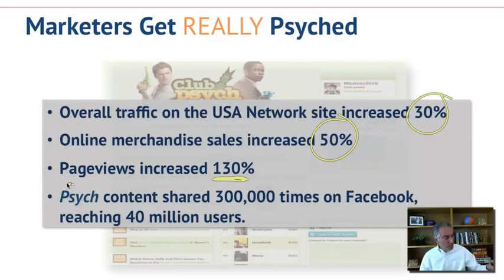And they got people to share content on Facebook as part of the challenges in this gamified service. 300,000 times people shared content, which meant 40 million users were able to see that content. The audience for Psych is only about 4.5 million, so this was a big marketing bump for them by virtue of these relatively simple, relatively generic, although well-implemented game mechanics.